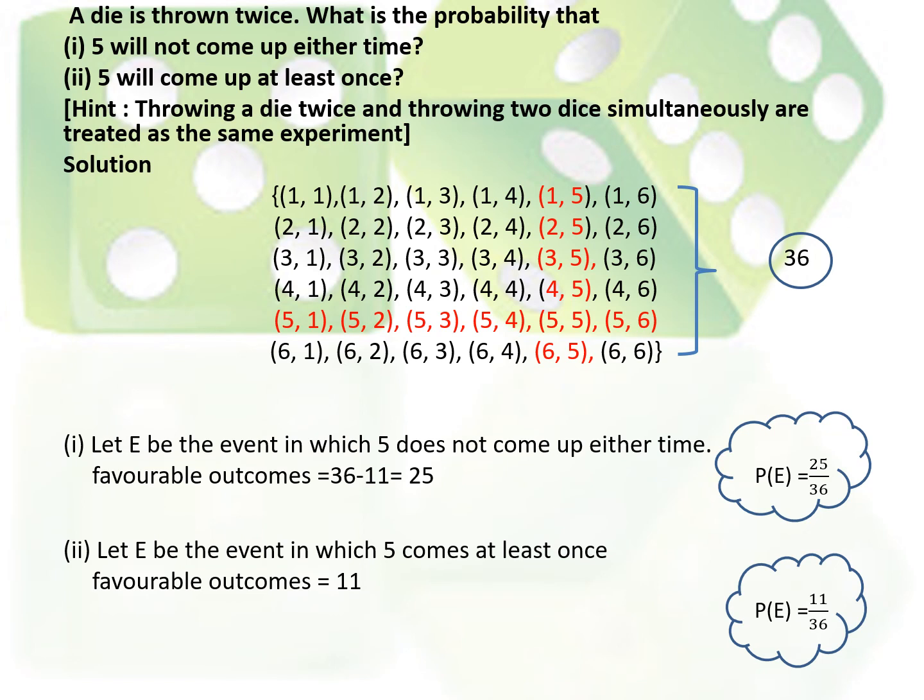Second part is almost clear. 5 will come at least once. So the cases which are marked in red, that is 11 in number, will be the favorable outcomes, and the probability will be 11 upon 36.